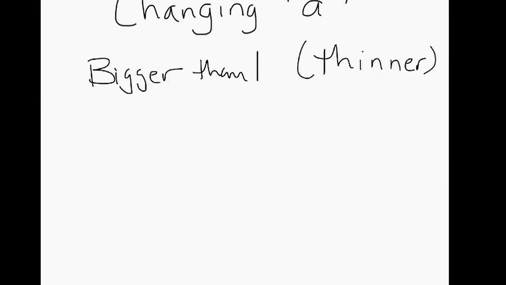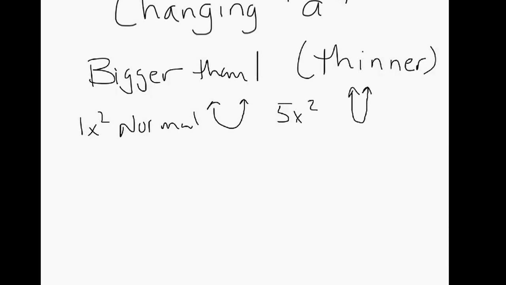Okay? So if this is a normal parabola with 1x squared, if we change it to 5x squared, that's going to make a much thinner parabola. And we're going to take a look at this on the calculator, but this number going from 1 up to 5 makes it a thinner parabola.